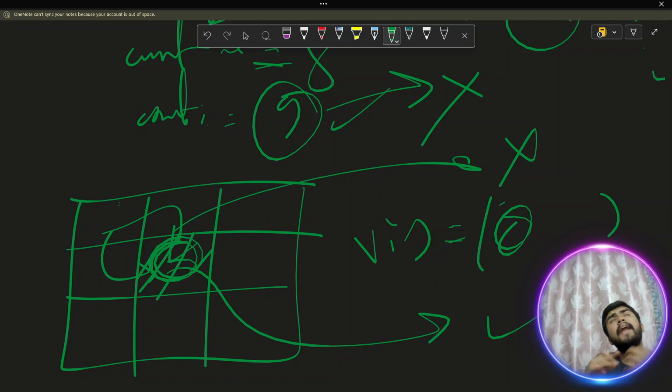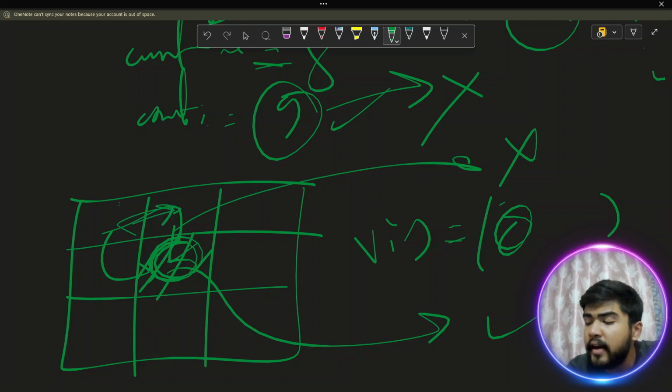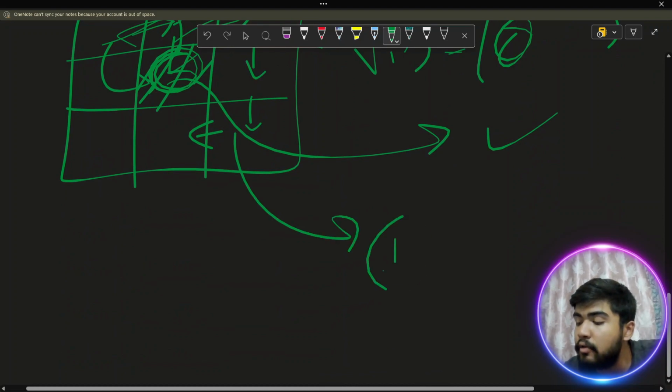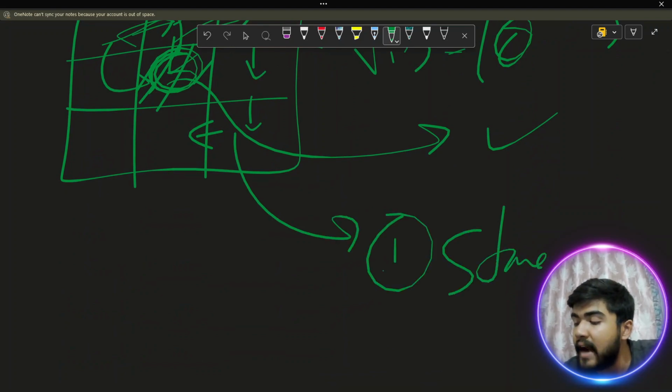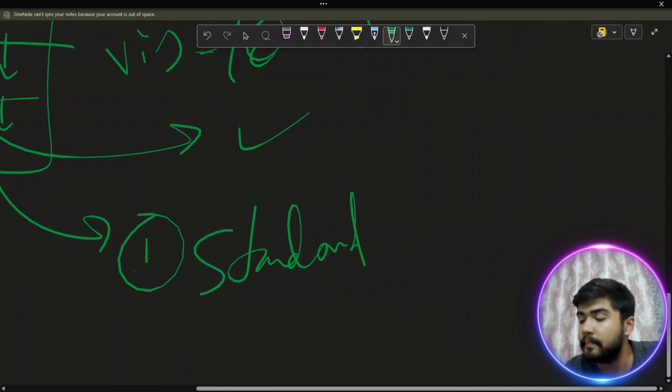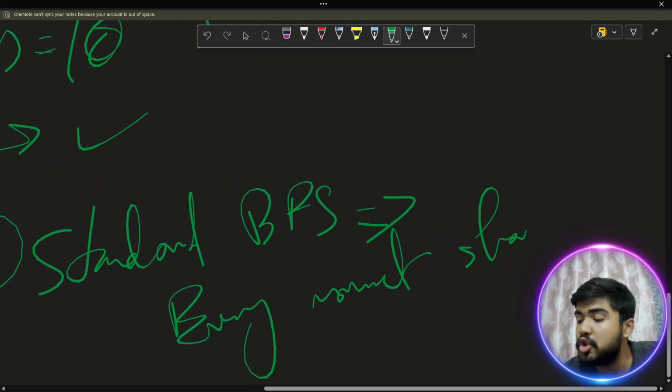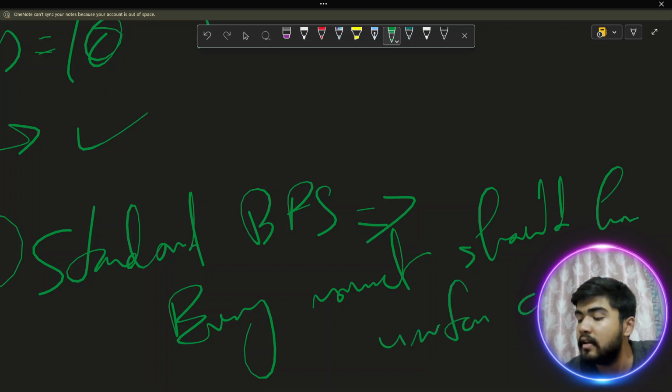So when can we use standard BFS? When every movement has uniform cost. Every movement should have, tell me guys, uniform cost.